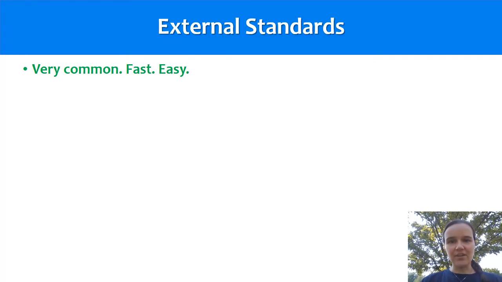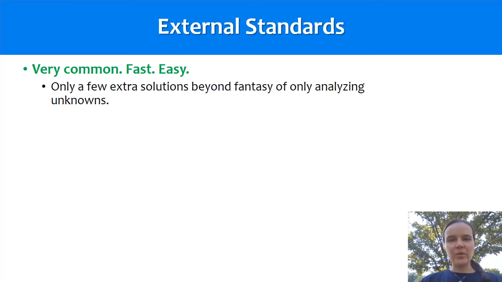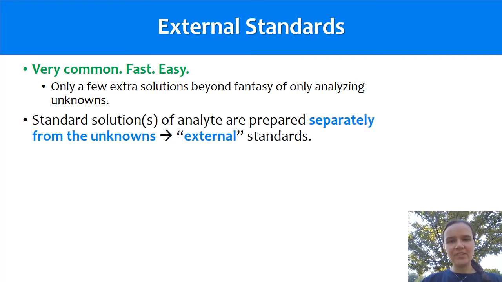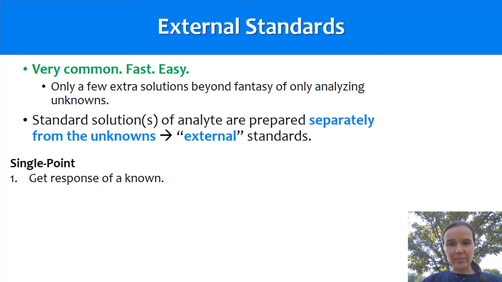External standards is very common, fast, and easy, and is probably the one that you're familiar with. The reason why this is so easy is that it only requires a few solutions past our fantasy of only analyzing the samples. The standard solutions are prepared using analyte, that is the standard, and they're separate from the unknowns. That separation, where your unknown sample is a different solution from your standards, is what leads this to be called external standards.